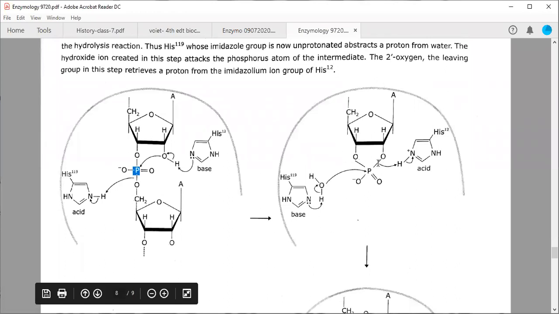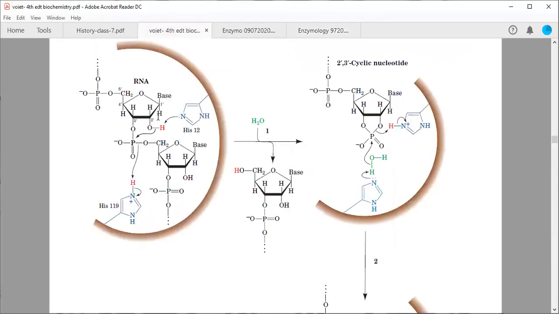So it will form something like this, a cyclic form, called 2',3'. The rest we will discuss from the void actually. So this will attack here and lead to the formation of this kind of complex. This is called the 2',3' cyclic nucleotide intermediate. Then a water molecule will come and resolve the issues.